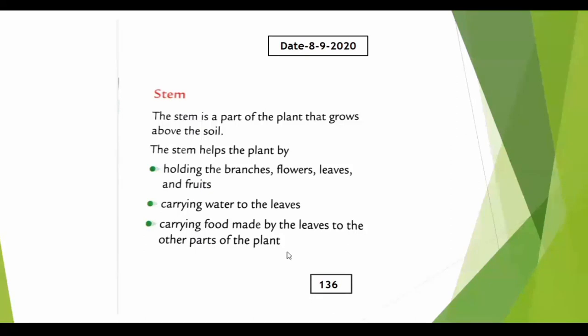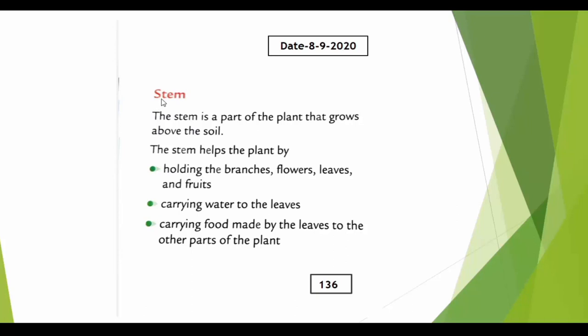These are the functions of the stem. We will read again. After this, I'm going to ask you to read, okay? I will call your name. You are going to read after this. So, listen carefully. Listen to each of the words, how to spell, okay?